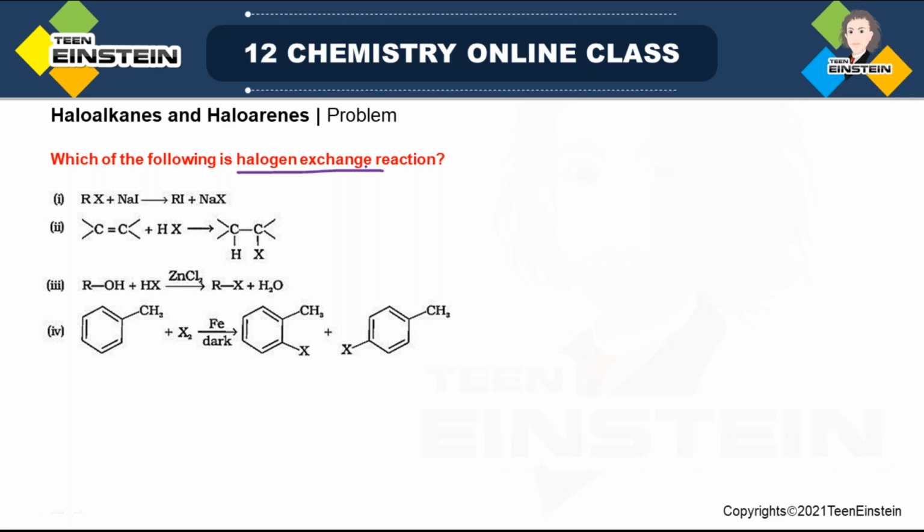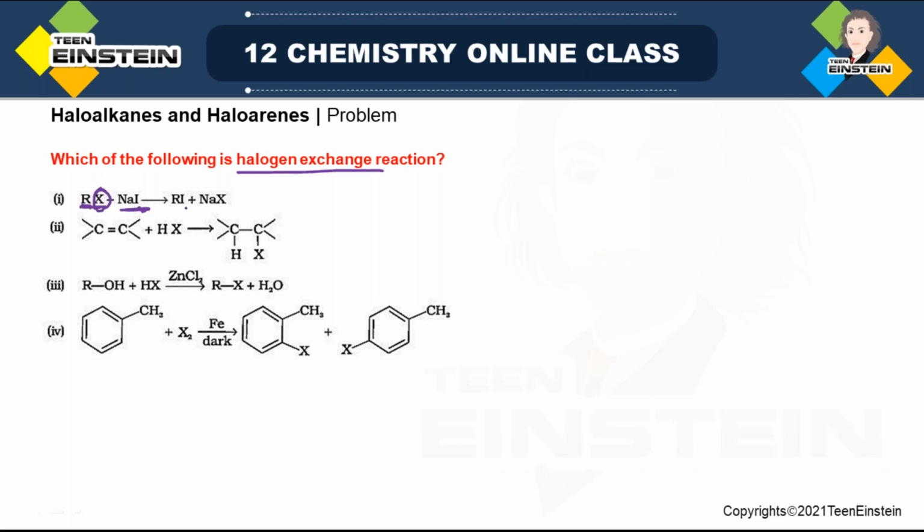Now to answer this question, common sense is enough. You don't have to know any detailed information about the reactions. That is not required. This is a very simple question. From the question itself, it is asking which one is a halogen exchange. That means one halogen will be replaced by another one, which you can easily recognize if we look at the equations properly. The first one is RX in presence of NaI. X is halogen.